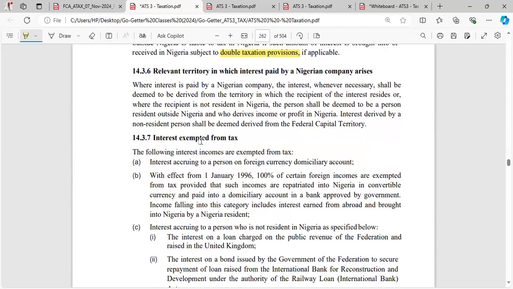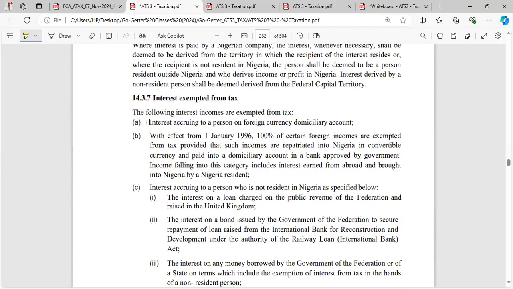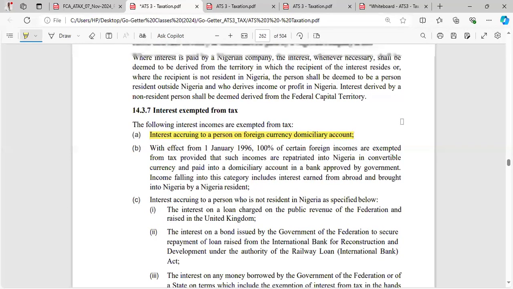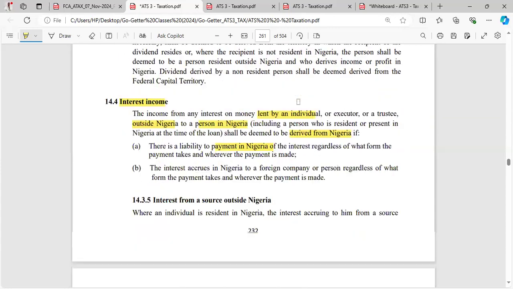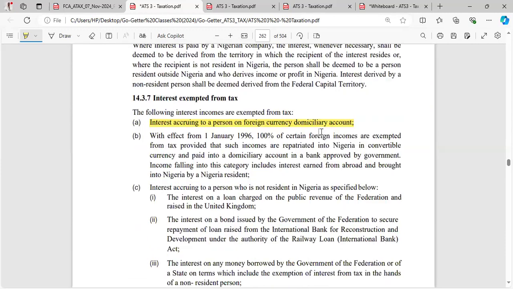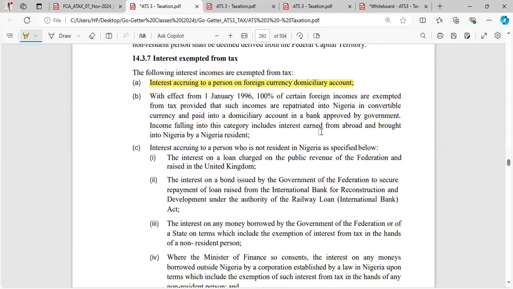Now, let's look at interest exempted from tax. Interest accruing to a person on a foreign domiciliary account. So this is different from dividend brought into Nigeria and paid into a Nigeria domiciliary account. But here, if the interest is in a foreign domiciliary account, it means it has not been brought to Nigeria. It is in a foreign account. It is exempted from tax.